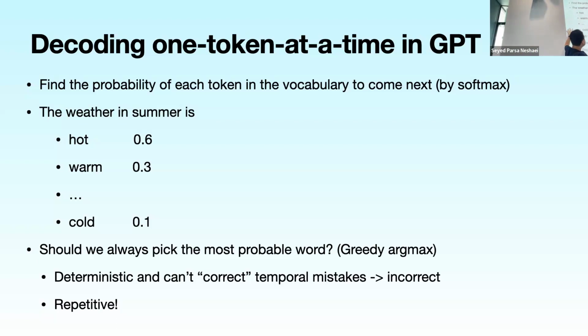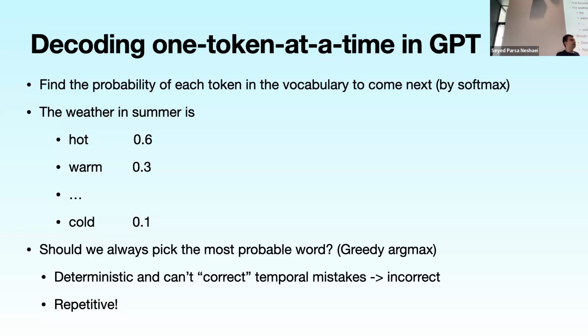One question, should we always pick the most probable word? This is called greedy argmax. We always pick the most probable word at each step. For example, here we always pick hot. This works well because it means it's a better word, but the problem is that it's deterministic. It's always the same response.